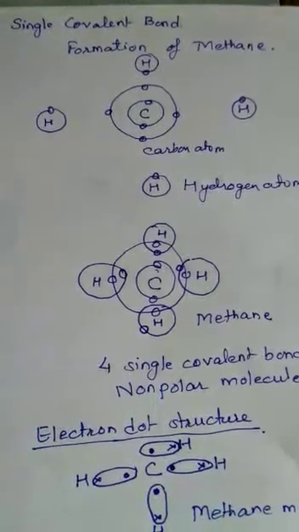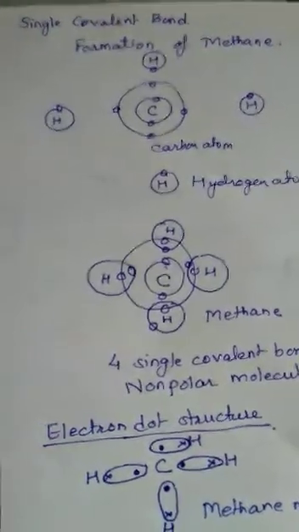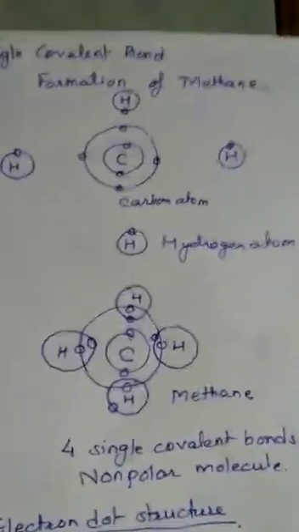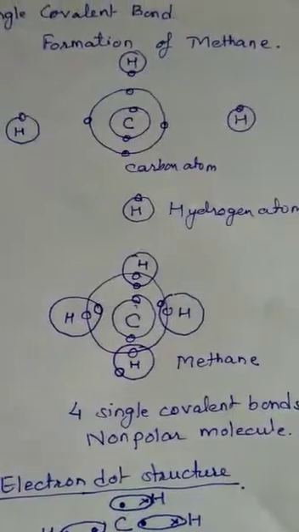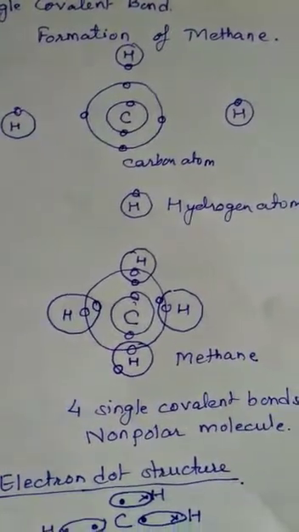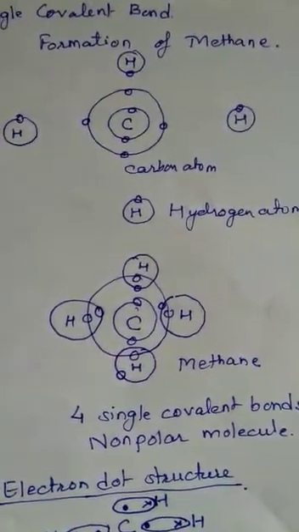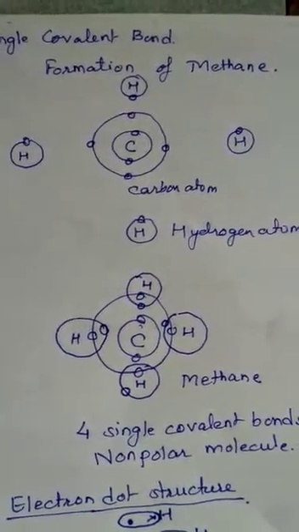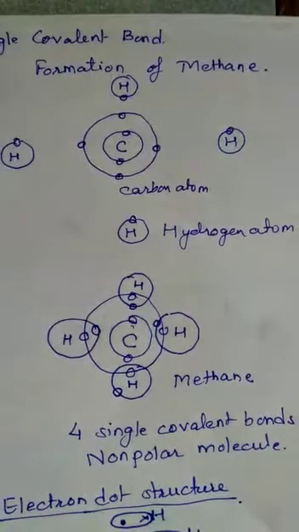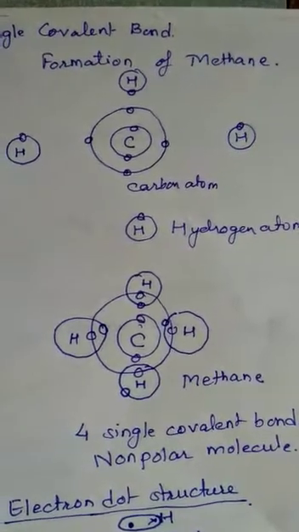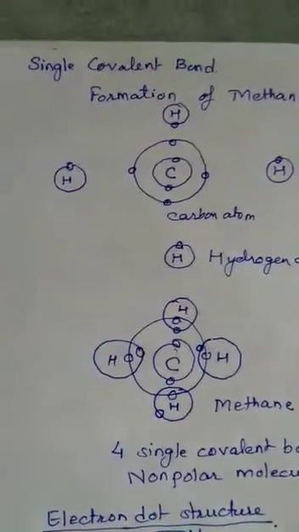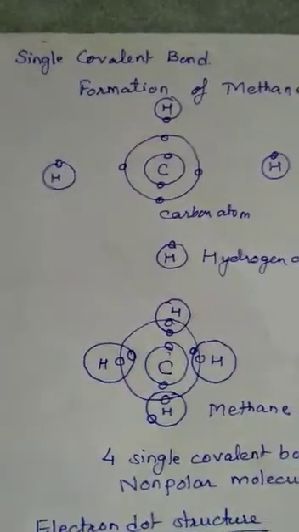Now we will see the formation of a single covalent bond between different kinds of atoms. In the last video we saw the formation of covalent bonds, single, double and triple, with similar kinds of atoms, like hydrogen combining with another hydrogen atom to form a single covalent bond. Now we will see the formation of a single covalent bond when two different kinds of atoms are combining.